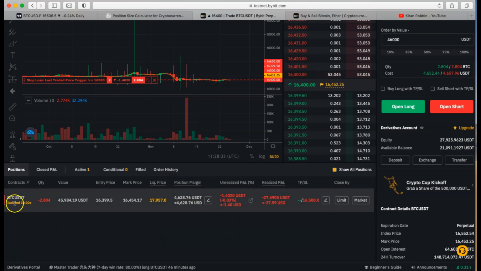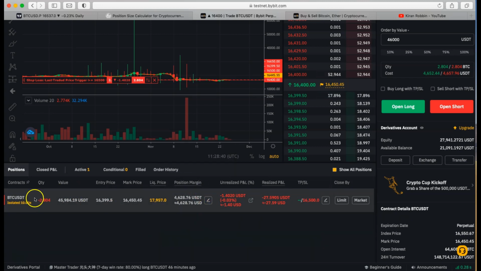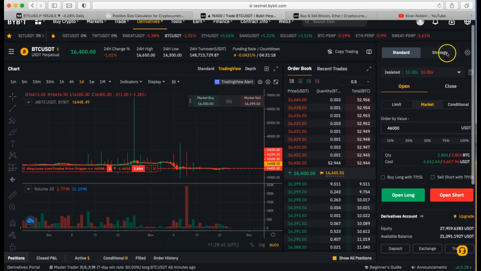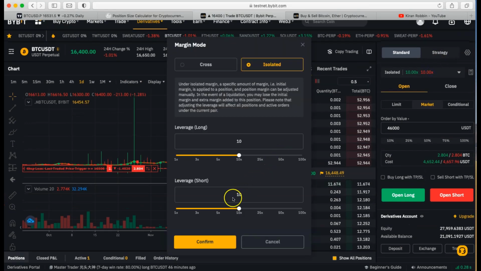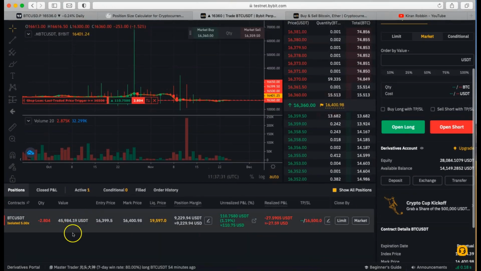So in this case, the leverage here is 10x. And so this value equals position margin times 10. And it's interesting if you go up here and change the leverage. So if I change the leverage to 5, and if you go down and look, as you can see, the quantity for the trade is still the same. The actual value in USDT is still the same. All this is still the same.